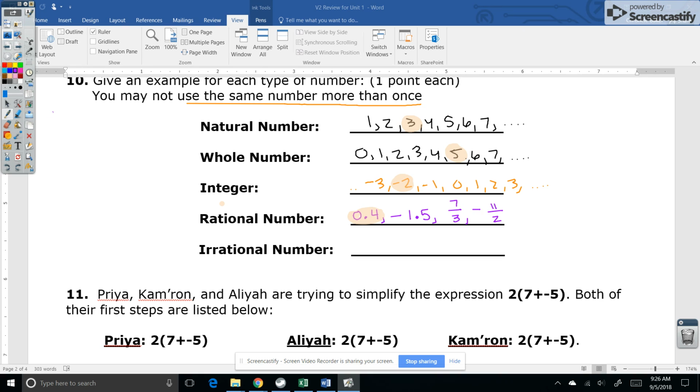Irrational can be any square root that doesn't simplify completely. So like square root of 7, square root of 20. Not square root of 100 because that would just be 10. We don't want to do this because that's 10. That's not it. You could write pi. You could make up some crazy decimal, 1.327514. No pattern here, so that's irrational.